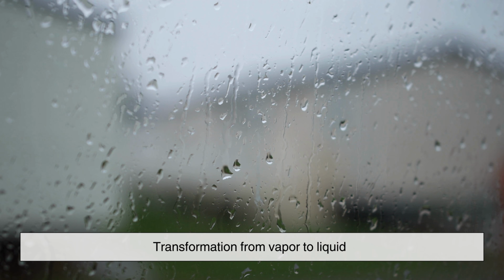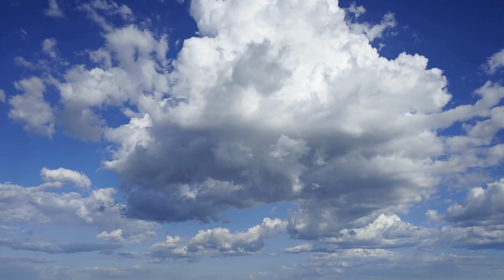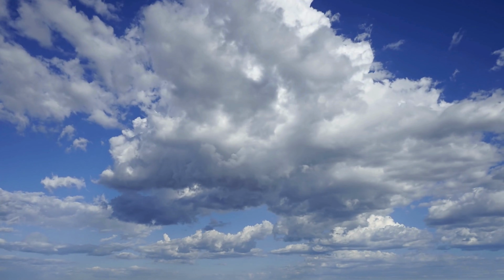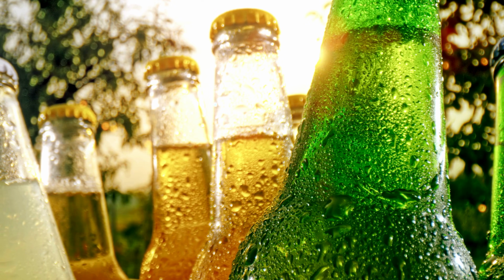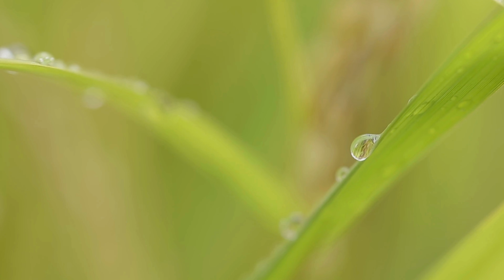This transformation from vapor to liquid is called condensation. It's the same process responsible for clouds in the sky, droplets on the outside of a cold drink, and the dew that forms on grass in the morning. And it's exactly what's happening when a window fogs up.